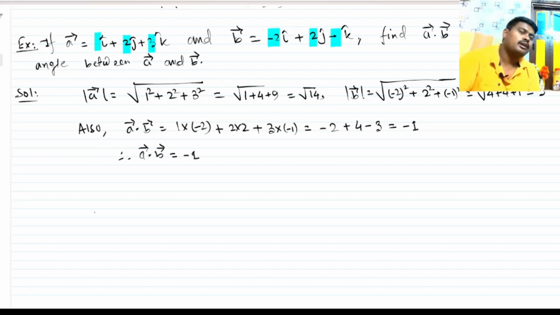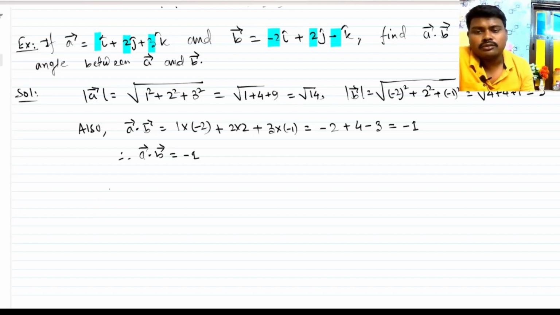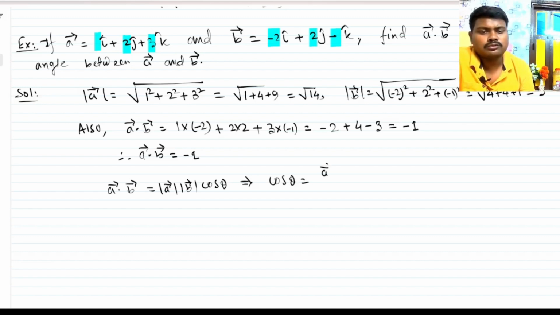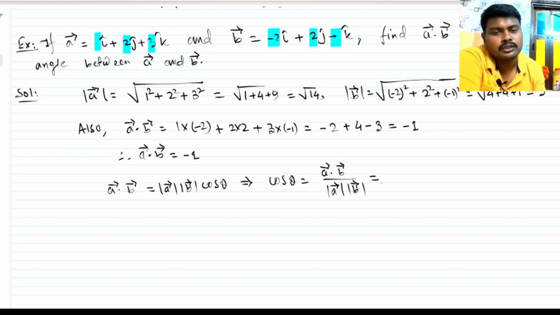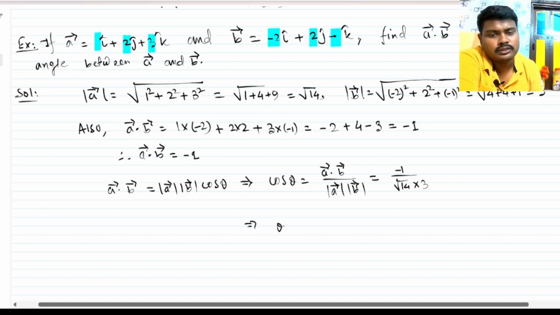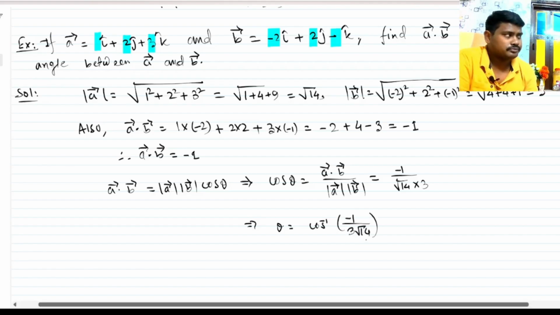Now we evaluate the angle between these two vectors. We know that a dot b equals mod a mod b cos theta. This implies that cos theta equals a dot b divided by mod a mod b, that is equal to minus 1 by root over 14 into 3, which implies that theta is equal to cos inverse of minus 1 by 3 root 14. This is the angle between these two vectors.